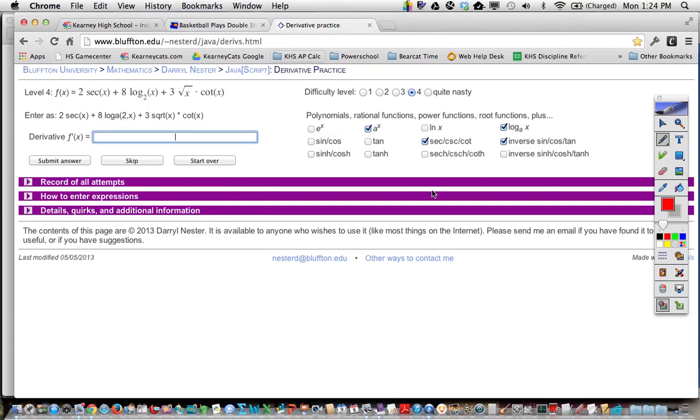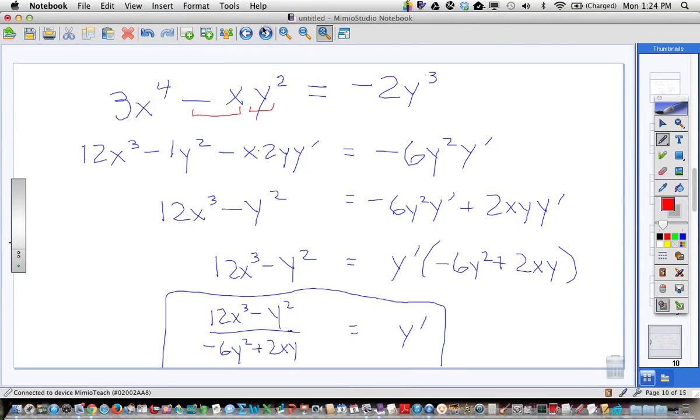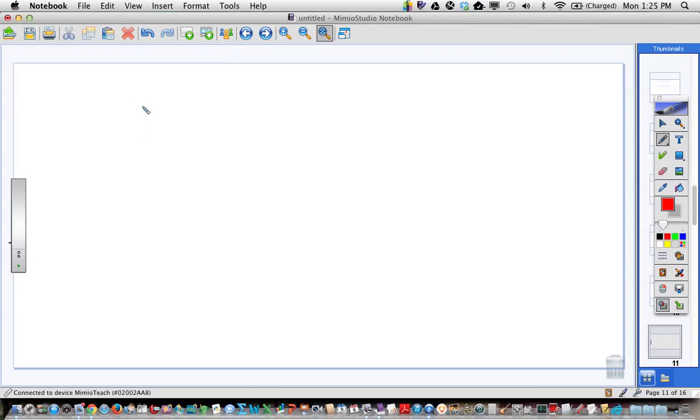Okay, let me make up one here. Let's do a quotient rule where there would be some simplifying to do. Let's say you had e raised to the x squared plus 3, all over sine squared x.